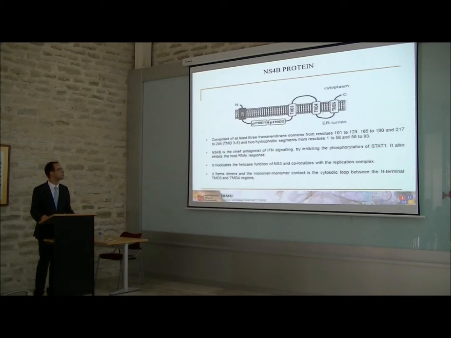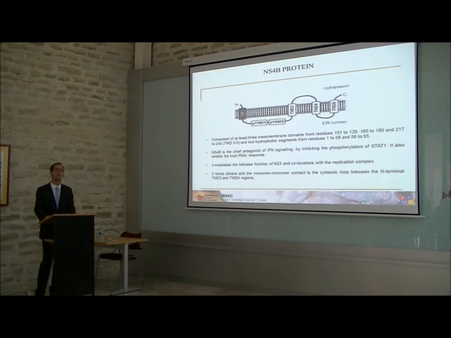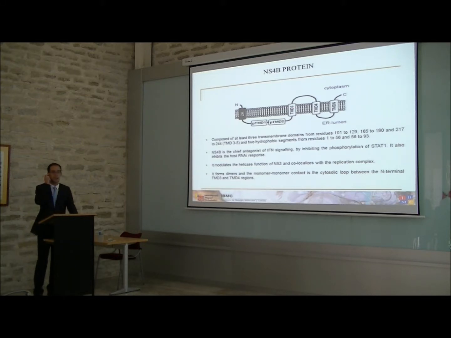As for the NS4B protein, it is composed of at least 3 transmembrane domains and 2 hydrophobic segments at its N-terminal region. This protein is the chief antagonist of the interferon response, and it also inhibits the host RNA interference response. It modulates the helicase function of NS3, and it has also been described recently that it forms dimers, and it is this region between these 2 transmembrane domains that is postulated to be the monomer-to-monomer contact.